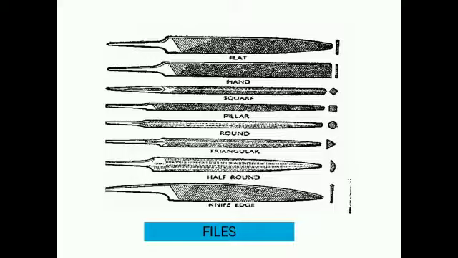Files come in many sizes and different shapes: hand, square, round, triangle, flat, knife edge, mostly commonly used in our PCP lab. Half round should be more used for the fabrication of grooves and notches in master cast for the purpose of the retention during articulation.